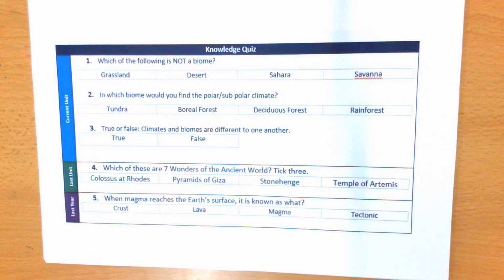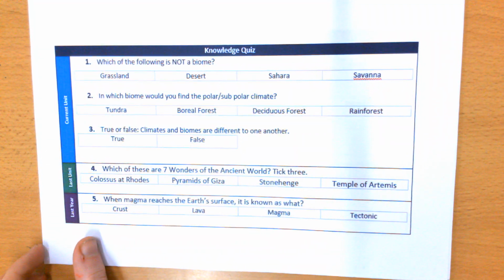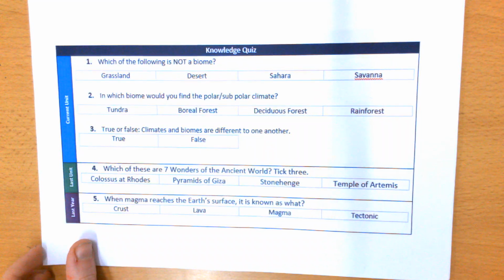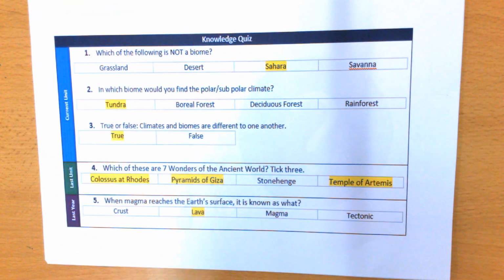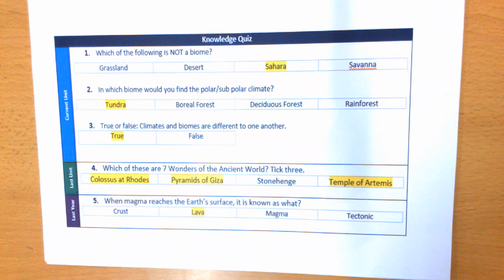Right, fantastic. Let's have a look at the answers. Have a blue pen or a coloured pen or a pencil in hand ready to mark your work before uploading to Seesaw. So, which of the following is not a biome? And the answer to that was Sahara. Well done. Number 2. In which biome would you find the polar or subpolar climate? You would find that in the tundra biome. So take a tick for that.